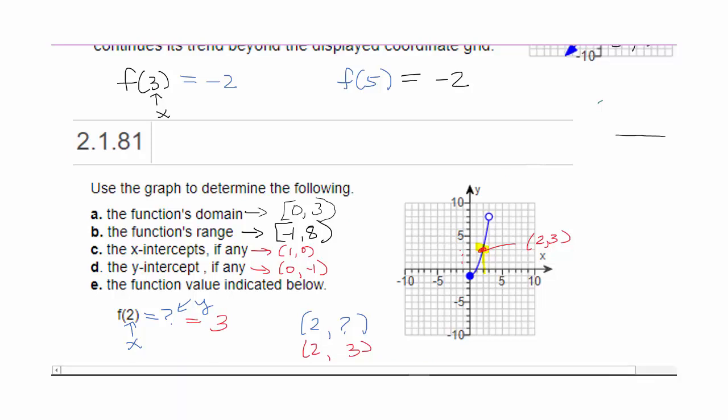Okay, so that ends chapter 2, section 1 for my class. We've talked about relations, functions, their definitions, domains, ranges, graphing functions by plotting points, function notation and plugging into it, and how to read information about a function from a graph.